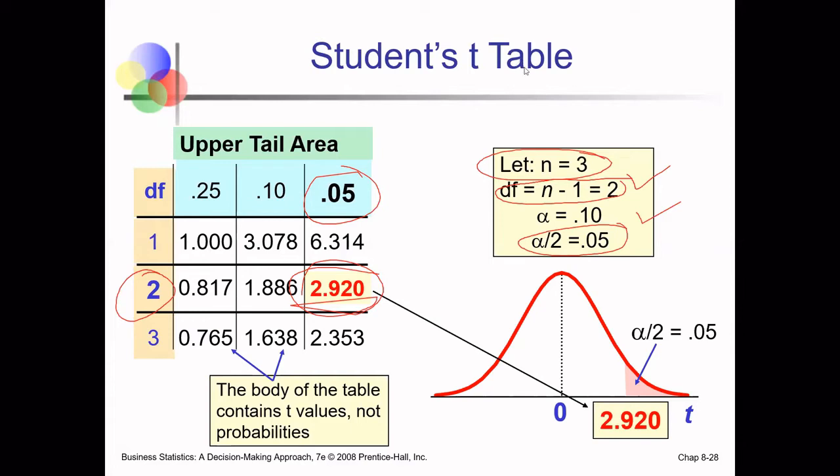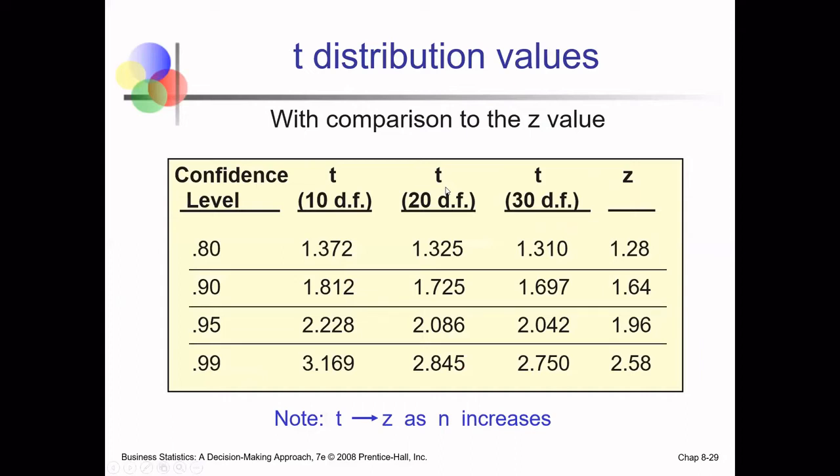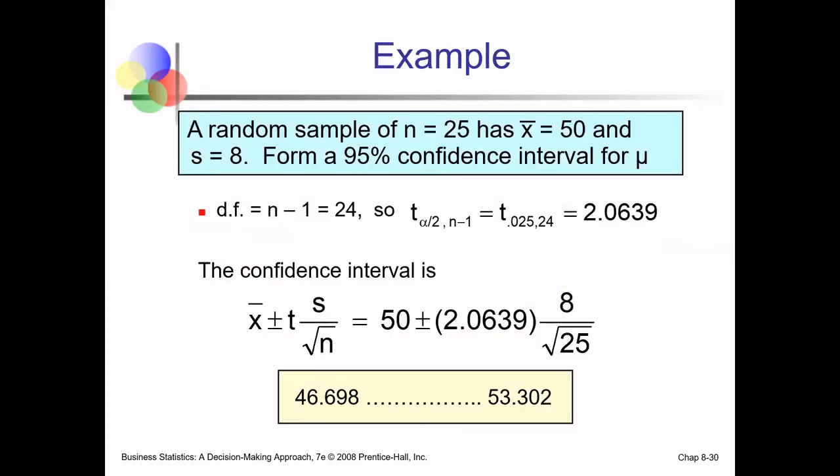These are a few values; if you want to use them, you are most welcome. Now this is a question: n is equal to 25, x bar is 50, and s is 8. We want to find the 95% confidence interval for the mean. We get the degrees of freedom as 24, and the t value from the table is 2.0639. We put the values in and get two different answers.